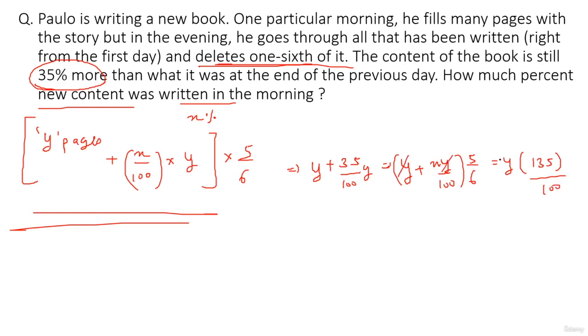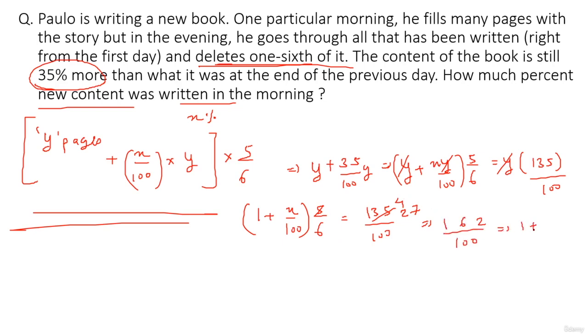You can cancel out y throughout, you don't need to keep it, right? Then what else can you simplify? You can simplify this by writing 1 plus x by 100 into 5/6 is equal to 135 by 100. So you can cancel out 5, 5 2s are 10, 5 7s are 35, and then take 6 on this side, so 6 7s are 42, 6 2s are 12, 13, 14, 15, 16, so it's 162 divided by 100. This you can write as 1 plus 62 by 100. Comparing it with 1 plus x by 100, x is nothing but 62.